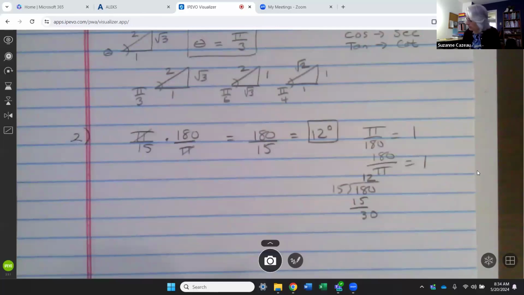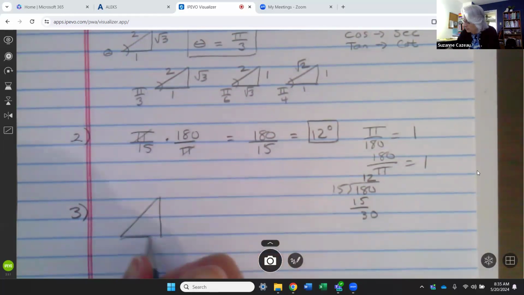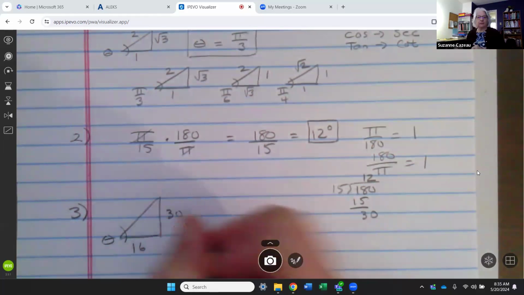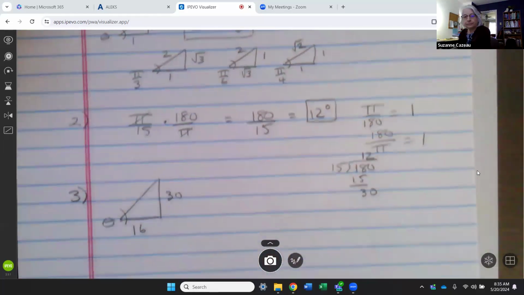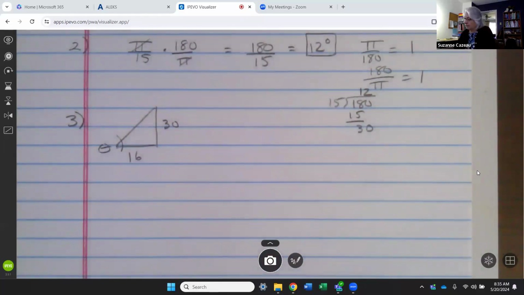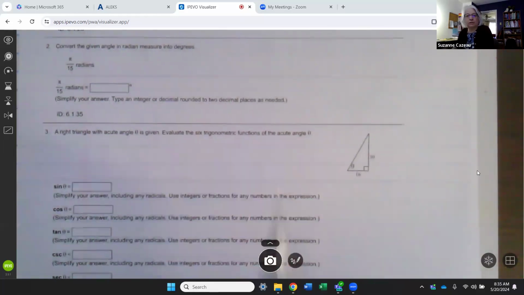What's number 3? Oh, number 3. It gives us a triangle like this. We've got theta over here, and we've got 16 and 30, like that. And it says, a right triangle is given, evaluate the 6 trig functions.